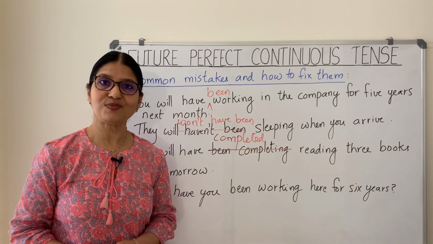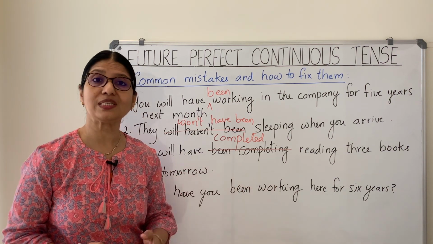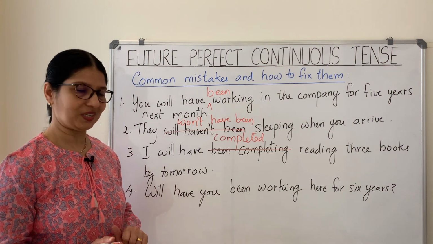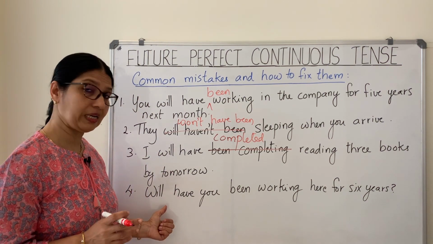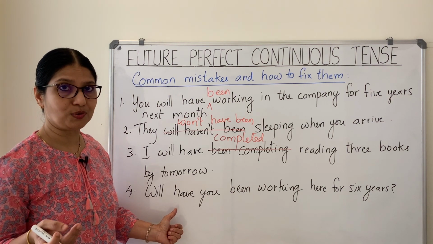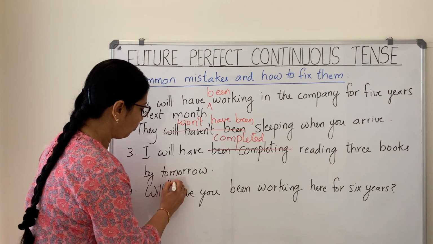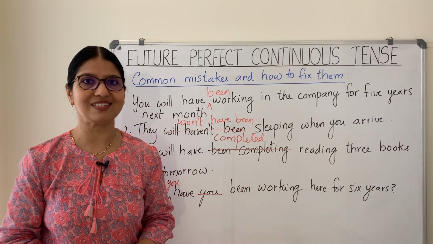So the future perfect continuous tense is removed and I will have completed reading 3 books by tomorrow makes it right. The next one is a question. Will have you been working here for 6 years? So something is wrong with the order of the words. You know that when you ask a yes or no question, you start with will and that will be followed by the subject. So it should be, will you have been working here for 6 years?